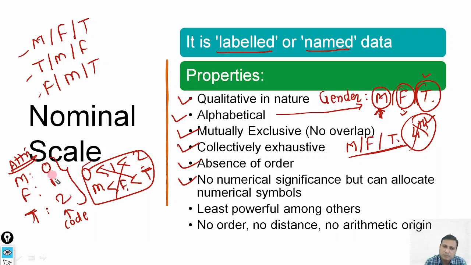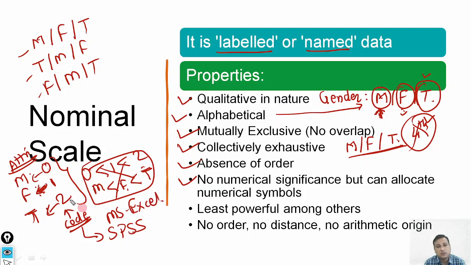These numbers are simply allocated to identify that one number is allocated to female, 2 to transgender and 0 to male. And why so? Why do we give codes to these attributes? We give codes because SPSS or MS Excel are only able to read numeric data. So numbers are the language for these different softwares. I hope you understood. So there is no numeric significance as such, but we can allocate numerical symbols.